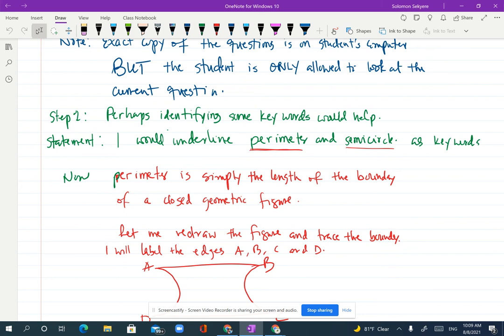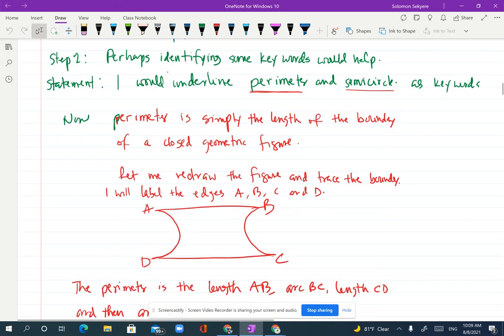Perimeter is simply the length of the boundary of a closed geometric figure. Okay, so we look at the figure here, and perhaps we should label it. So we're going to redraw it and then label the edges here: A, B, C, and D. Now, what is a perimeter according to the definition?